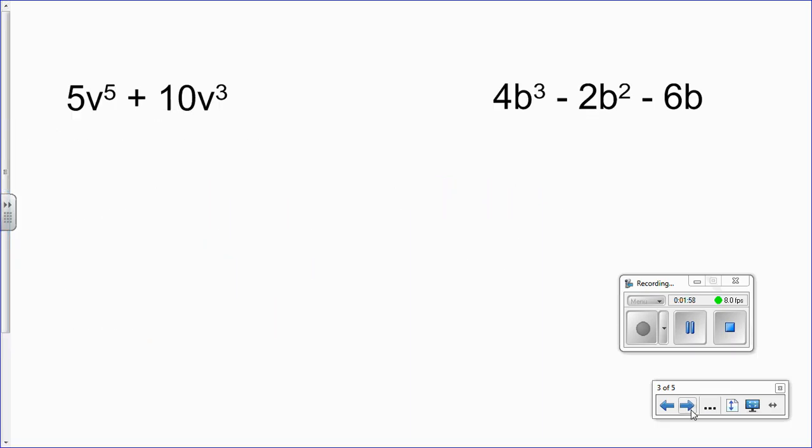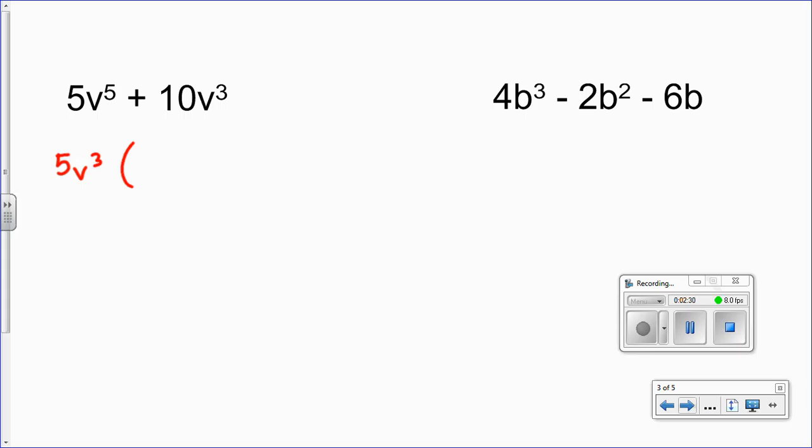Okay, so 5b to the 5th plus 10b cubed. So I want to take out what's common. I'm going to do distributive property backwards. So between 5 and 10, I can take out a 5. They both have a 5. Between b to the 5th and b cubed, they have in common 3 b's. All right, so that's what I'm taking out, so then I'm going to put parentheses here.